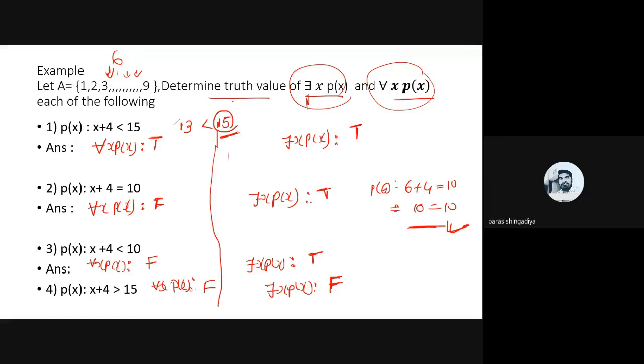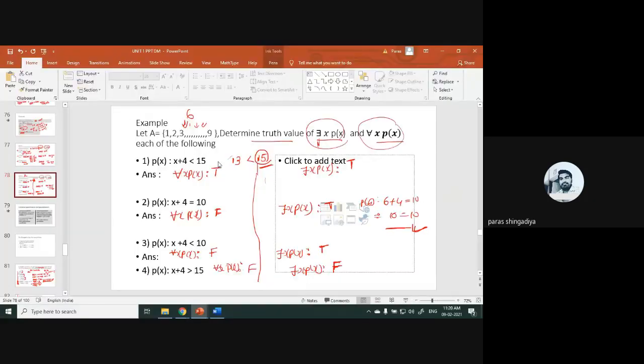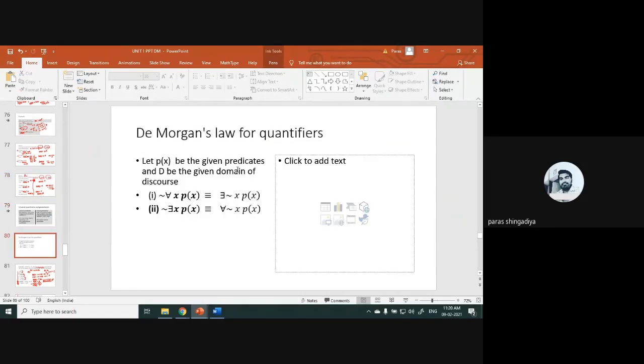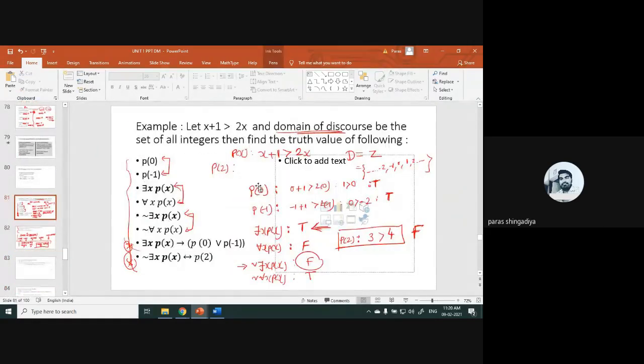So by using some conditions, we can check for which case we can say the output is true, and for which case we can say the output is false, for both cases: there exists and for every, meaning the universal quantifier and the existential quantifier. After that we discussed some examples in this topic related to predicates. One domain is given, and based on that we can check the output, for which case it is true and for which case it is false.